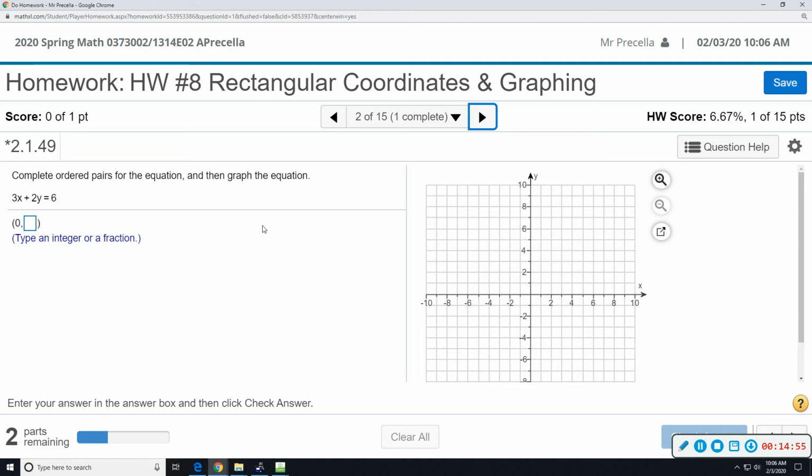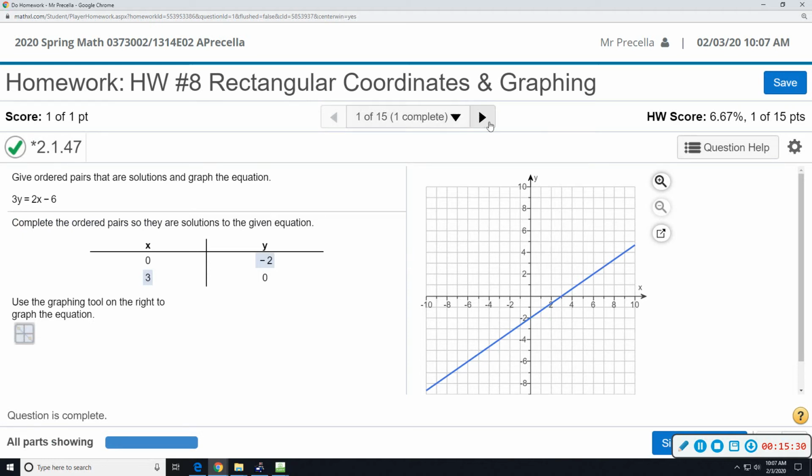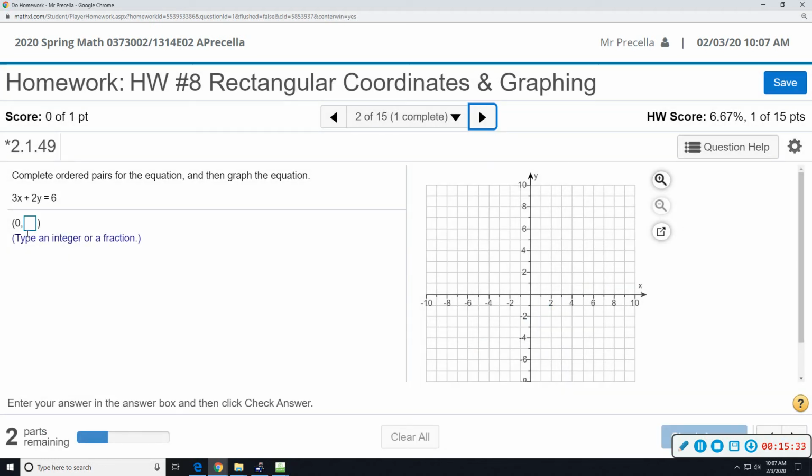So this is problem number 2. Is this going to be a line also? Yeah, there's no exponents or square roots or anything. So this is a line. So problem 2, 3x plus 2y equals 6. The thing that's different here is it didn't actually write the little XY table. It's just writing them as ordered pairs. It's the same thing whether you write it as an XY table or you just write the ordered pairs.